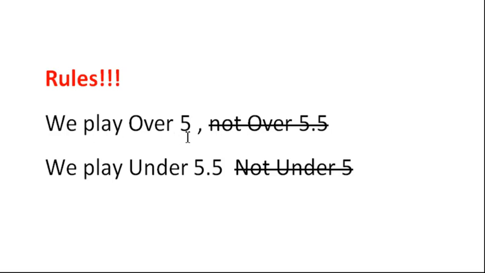Here are two important rules for you to remember when using the totals predictor. We always play over 5, never play over 5.5. And for unders, we always play under 5.5. We never play under 5. If you play over 5.5, you'll get a lot of losses instead of pushes. When the game ends 3-2, it's the most frequent score. And if you play under 5 instead of wins, for under 5.5, you'll be getting a lot of pushes. So if you bet like this and like this, you'll only get losses and pushes. And if you play like this and like this, you mostly get pushes and wins. So it's much better to play it like this. I suggest you remember these simple rules.